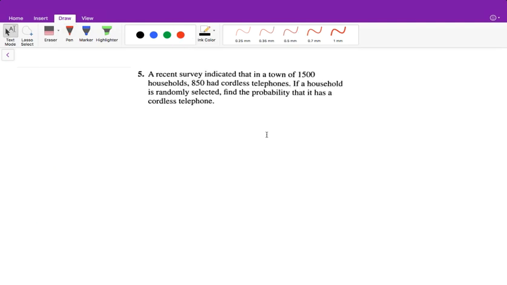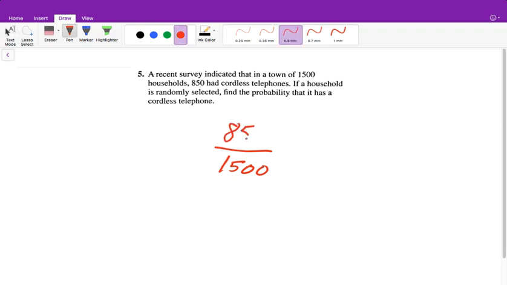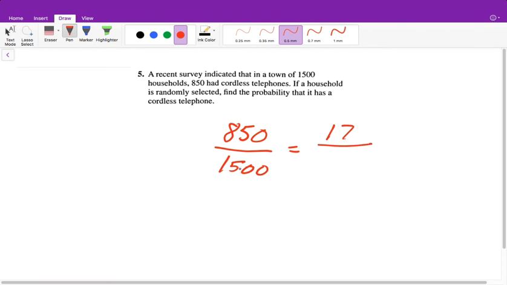All right, so a recent survey indicated that in a town of 1,500 households, so that's the total number of people that we have, so we know that's the size of our sample, 850 had cordless telephones. If a household is selected at random, find the probability that it has a cordless telephone. So there's 850 that have them, so it'll be 850 out of 1,500. We will divide 50 into each of these. 50 will go into 850 17 times, and 50 goes into 1,500 30 times. So our final probability is 17 out of 30 of picking somebody with a cordless telephone.